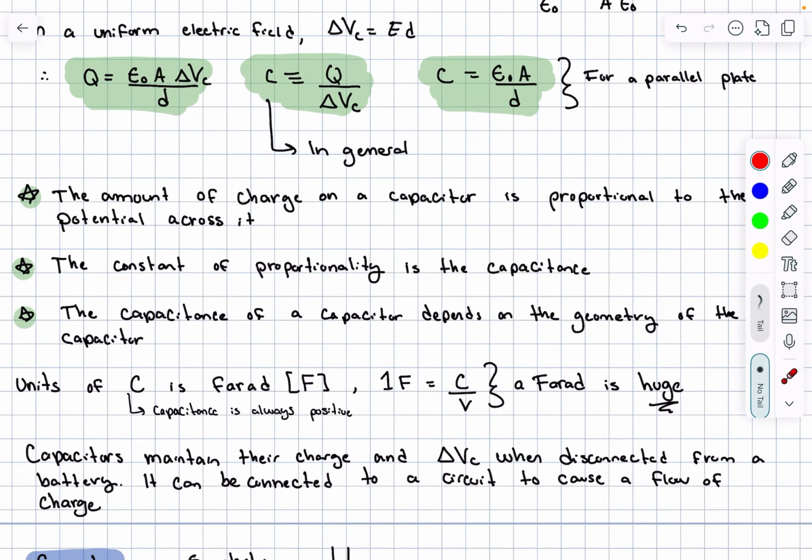Now the unit of capacitance is the farad, and 1 farad is C divided by V, so coulomb divided by volt. And what you see in the textbook is that a farad is very, very large. So we don't usually talk about farads, we might talk about microfarads.